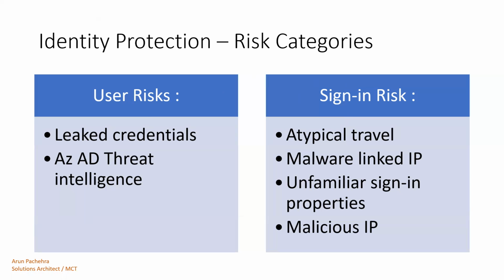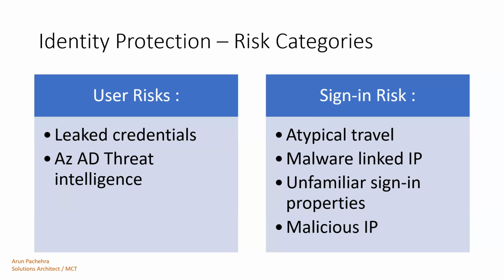And let's check a few examples. As we can see, atypical travel is one of the examples. It detects sign-in activities by the same user that originate from geographically distant locations within a short period of time. For example, the same user signs in from Australia and Canada within 5 minutes. The machine learning algorithm that detects this risk avoids false positives by taking into consideration previous sign-in behavior by that user and legitimate factors that could contribute to the behavior, such as VPN.